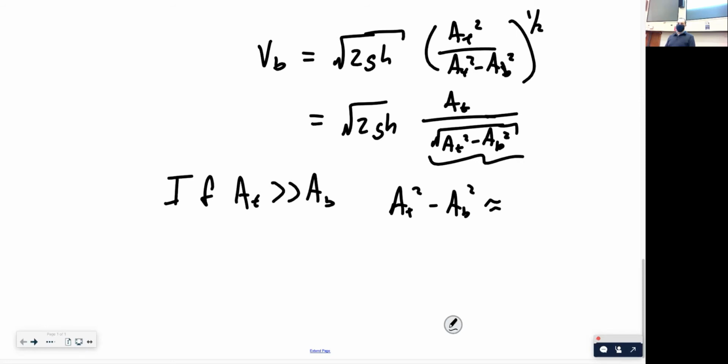It's about the same as AT squared. AT is already much, much bigger than AB. Adding the two isn't going to be much different than AT. Squaring them both and then adding them is going to be even worse. This is basically AT squared.